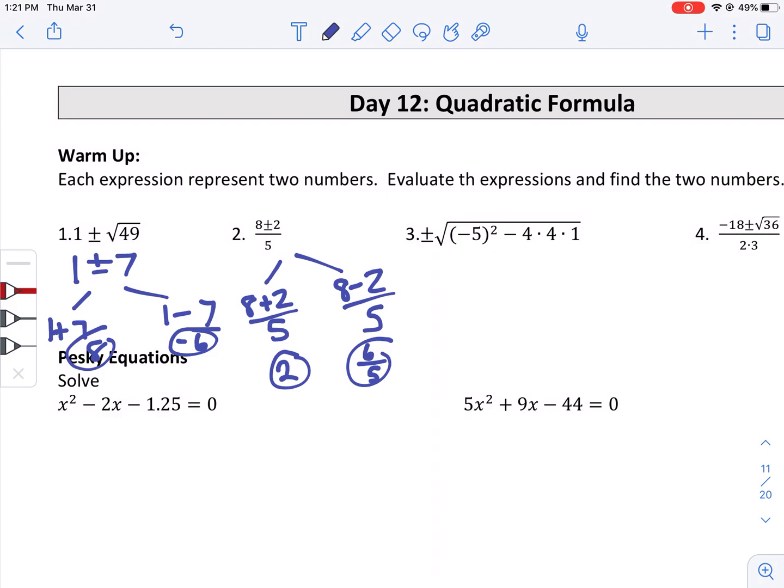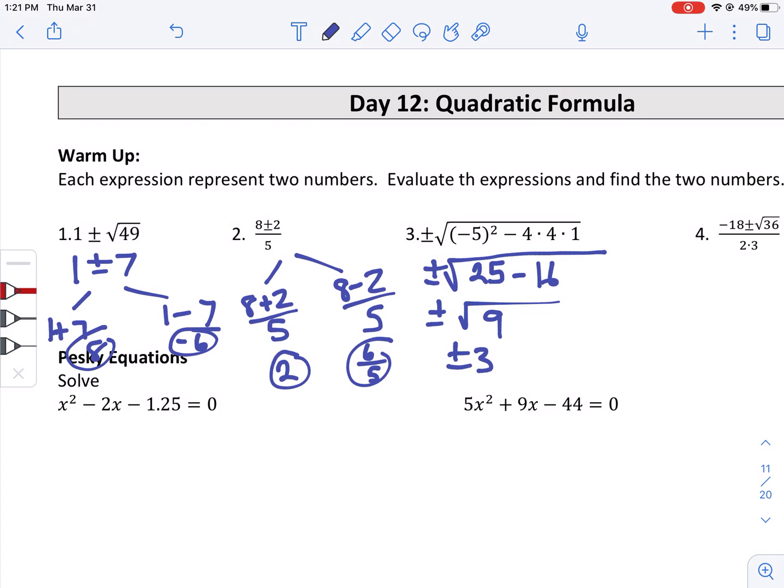So this one, let's evaluate what's under the square root first. Negative 5 squared is 25, minus 4 times 4 times 1 is 16. So we have plus or minus the square root of 25 minus 16, which is 9. So plus or minus 3.